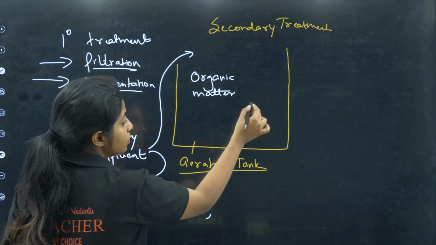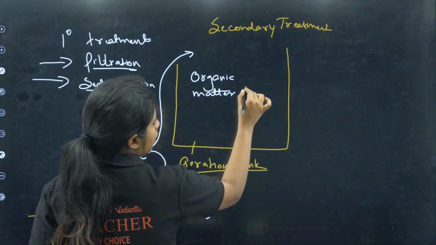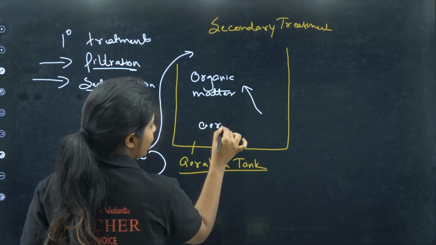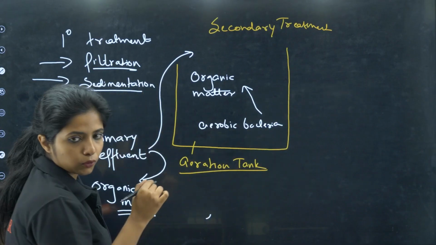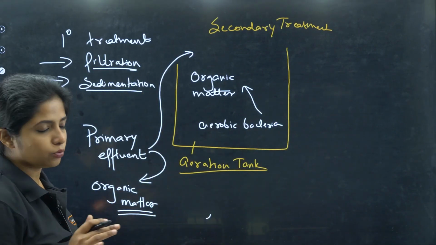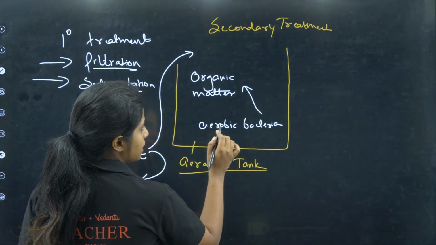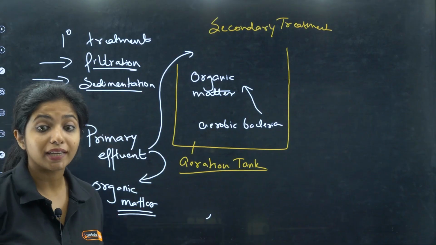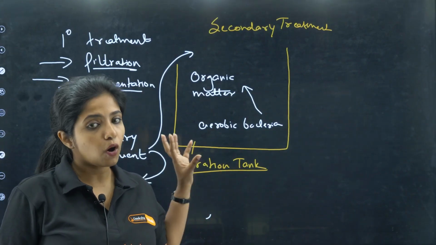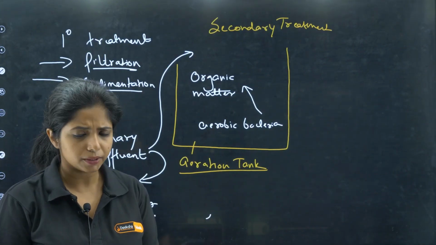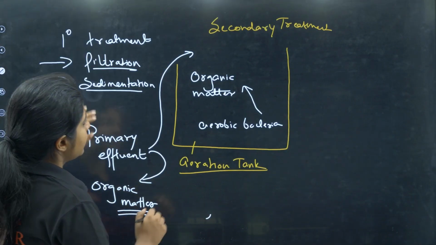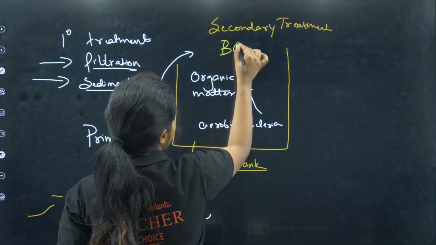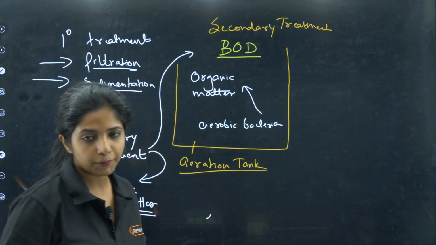And since air is provided over here, obviously there will be certain aerobic bacteria that need oxygen to survive, that work on the basis of oxygen only. So there is aerobic bacteria which is going to act on the organic matter in the presence of oxygen, my dear children. So here comes a very, very important term, that is BOD, biochemical oxygen demand.